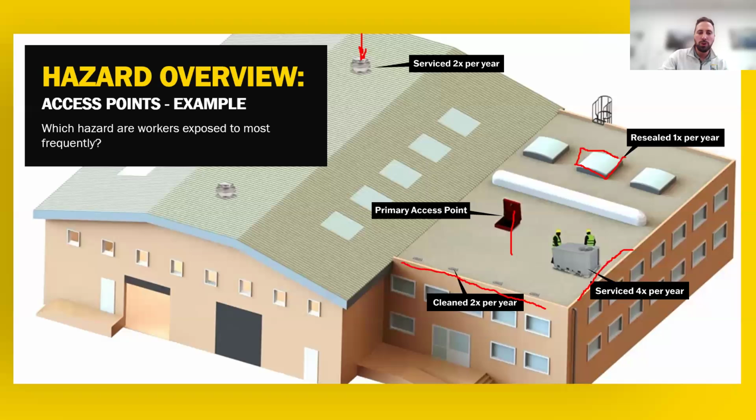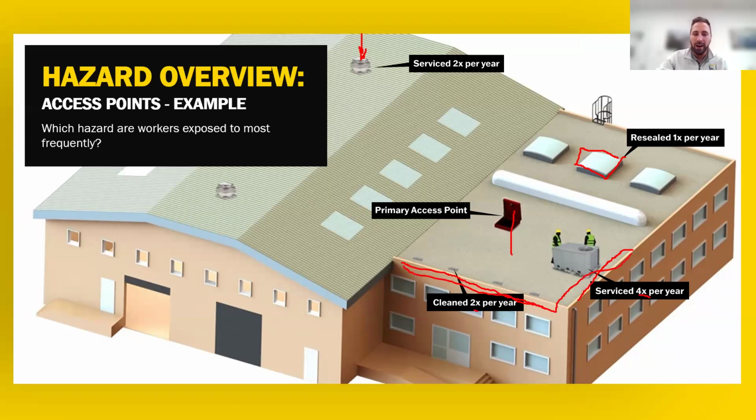Question is, which hazard are workers exposed to most frequently? Just by frequency. Let's count them up. Well, the obvious answer is the edge, right? Because I'm on this edge four times. I'm on this edge two times. So combined, I'm on that edge six times a year, right?